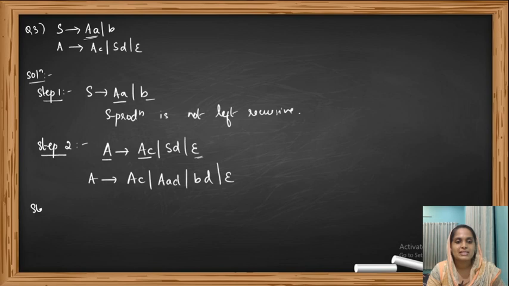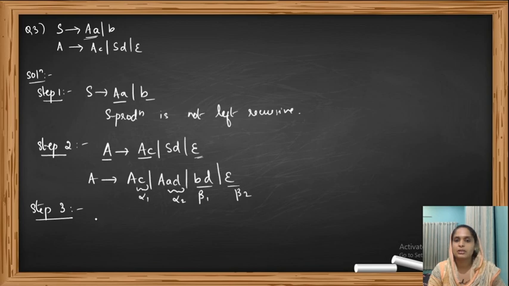Now coming over to the step 3, our last step, what we have to do? We have to eliminate left recursion from this A production. So first we have to find what are the values of beta and alpha. So in this production, out of these 4 terms, these 2 terms are our beta. They don't start with capital A. So this is our beta 1 and this is our beta 2. And what's the value of alpha? Here in this first term, whatever comes after A, that is our alpha 1. So C is our alpha 1 and AD is our alpha 2.